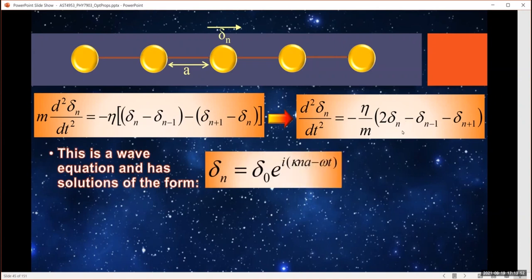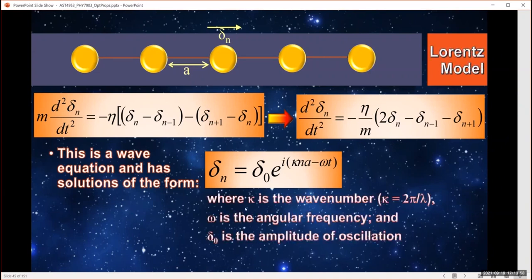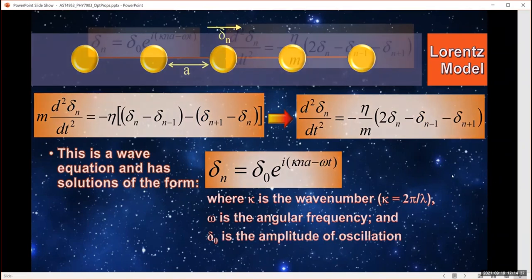An equation like this is basically a wave equation, and it's going to have a solution that looks something like this. In this case, A is the distance that you can see here. So we've got, this is the wave number. I'm using kappa here because, again, K is a problem, and we will need to use K in a future video in this format. So I'm using kappa as the wave number. I should have used something else, but I couldn't figure out what to use. And then omega is the angular frequency, and delta zero is the amplitude of the oscillation. So this is just a wave. And this kappa is the wave number, so it's just 2 pi over lambda.